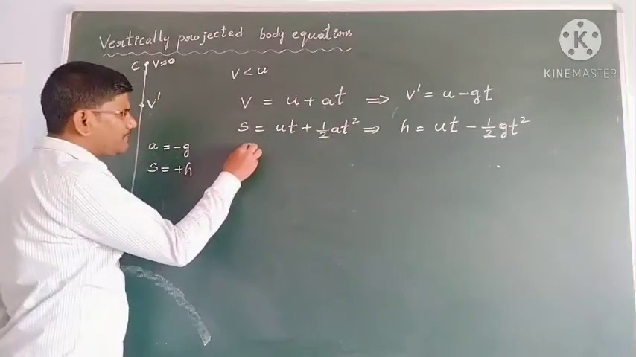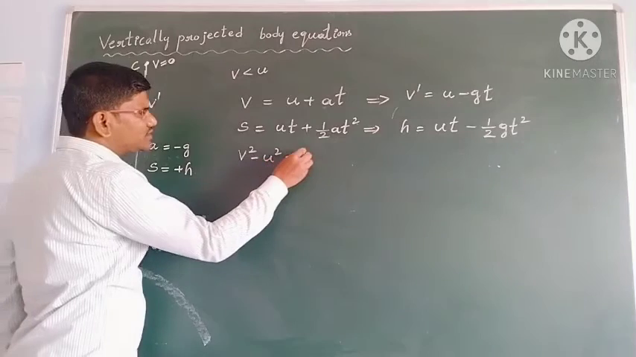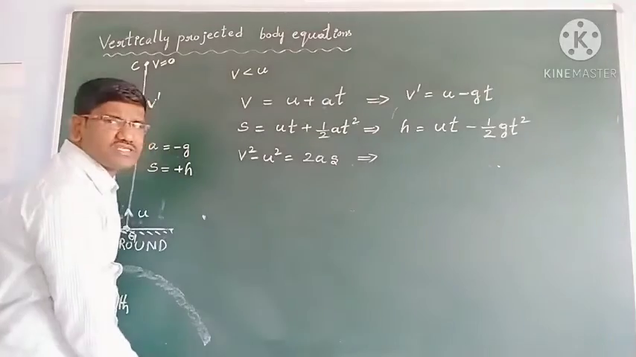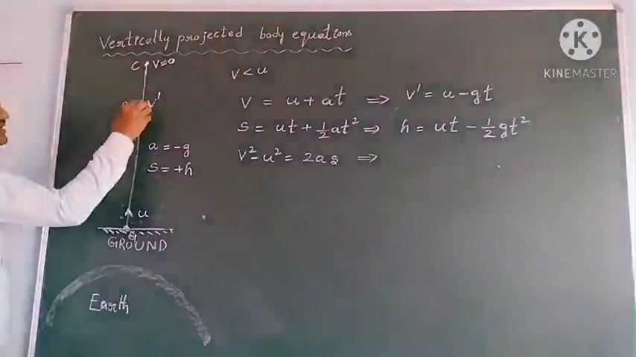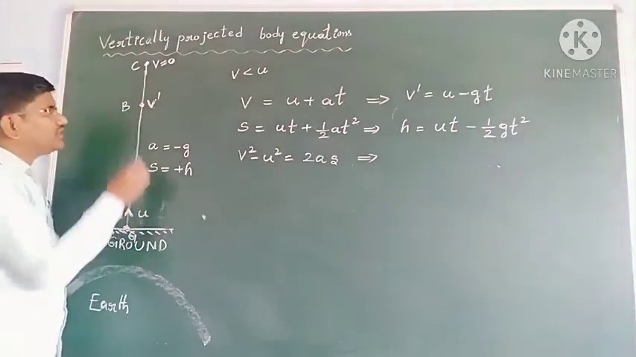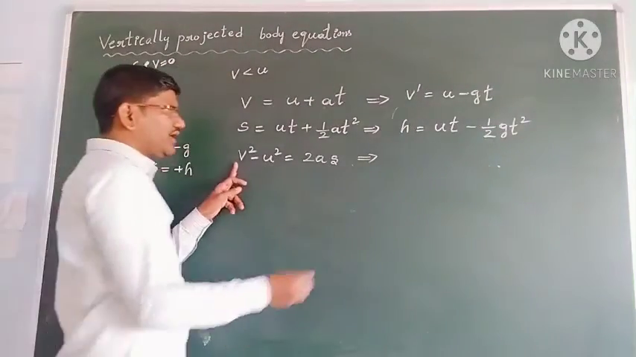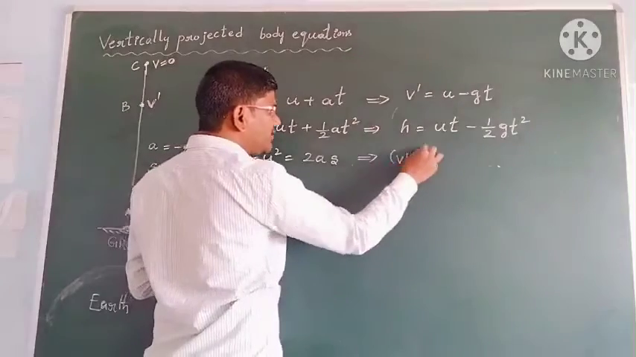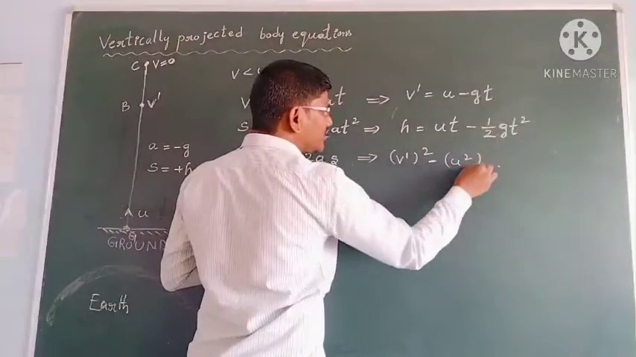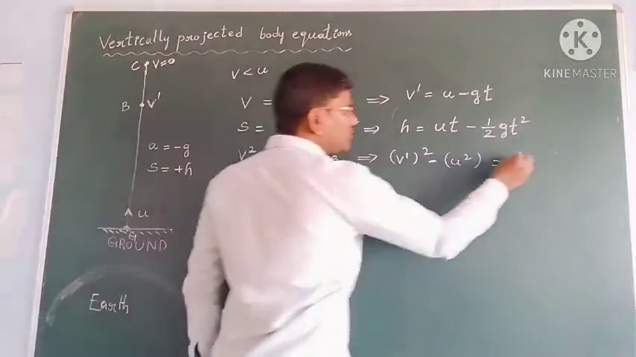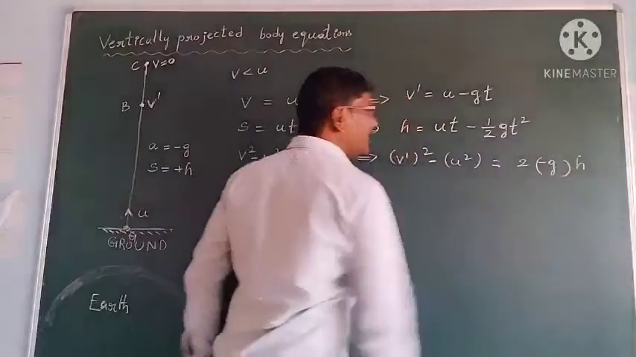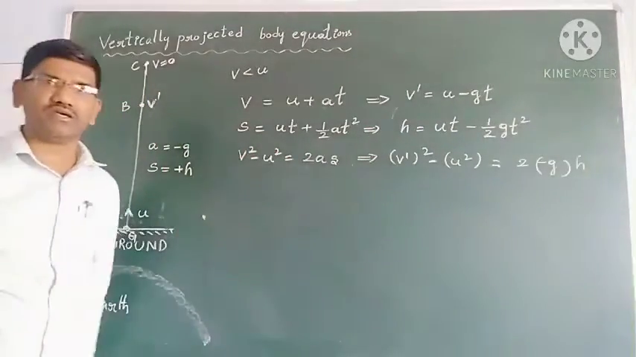And the next one, v square minus u square is equal to 2as. How does this equation change, students? Its velocity is not 0 since it can reach some more height. Projected from u, still it can reach some more height. V square can be written as v dash square, minus u square. So v dash square minus u square is equal to 2 into a value minus g. S is the certain height h. Like that, the third equation changes.